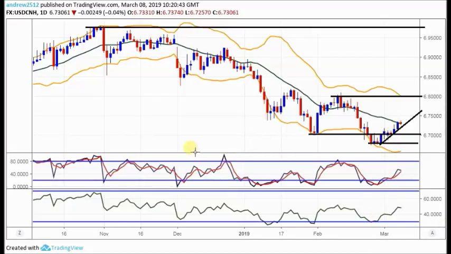Now, in terms of the stochastic and the RSI, how should you use them? Should they help you with your entry, like a lot of people say? My own view is they don't help you with your entry. You've got to do that with the candles. Watch the candle action and get a defining candle.